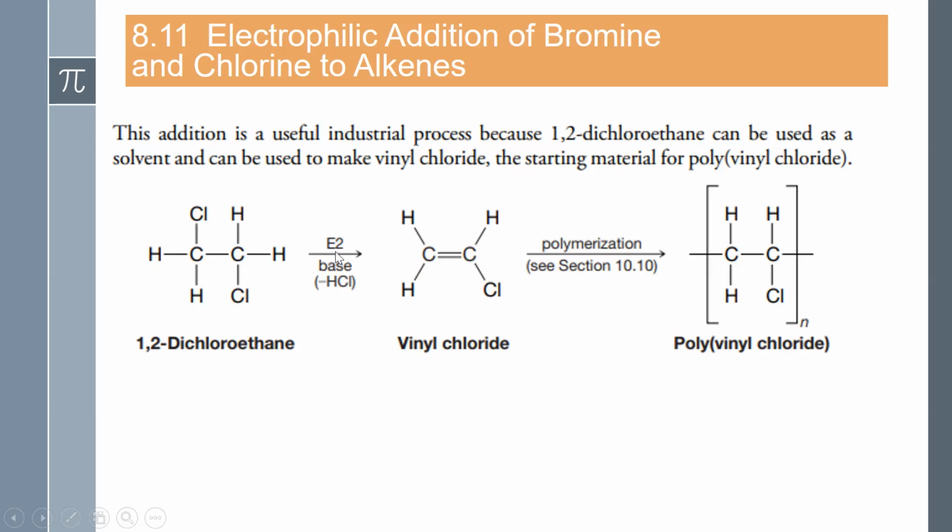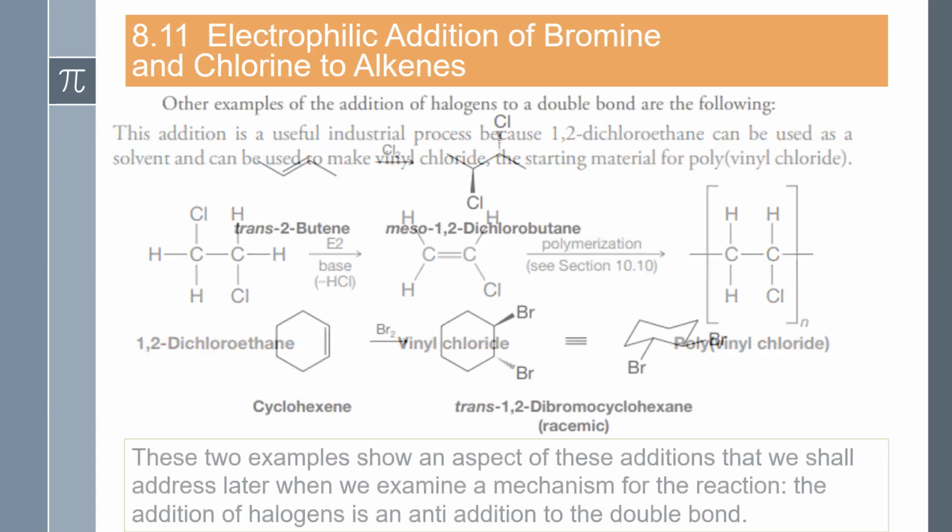Remember your E2 elimination reaction, and in the presence of a base, we can eliminate this one, and we actually produce our alkene, or a haloalkene. For example, in this case, you have vinyl chloride. And once you have this alkene, it's easy to do polymerization reactions. Since our starting material for the polymerization is the vinyl chloride, we get our polyvinyl chloride. So that's why the addition of chlorine to your alkene is a useful industrial process to get your desired end product.